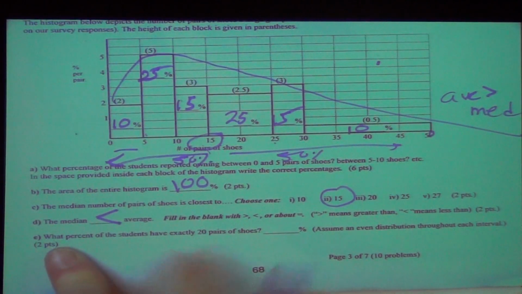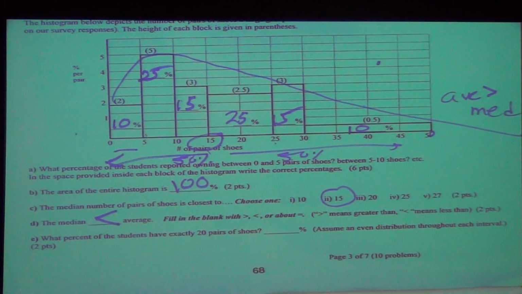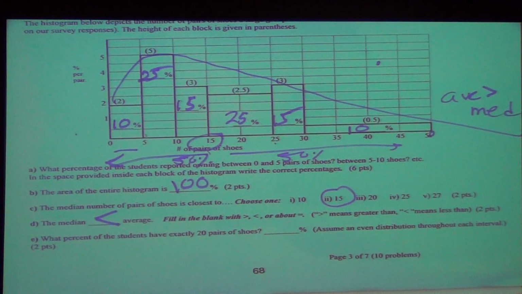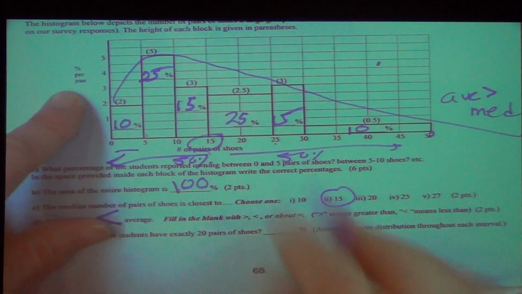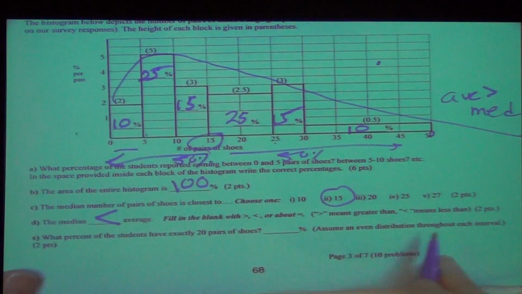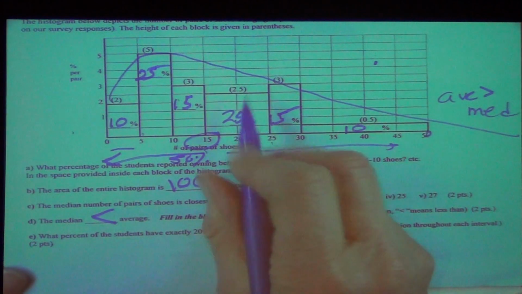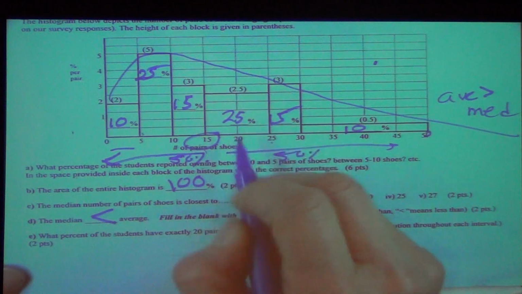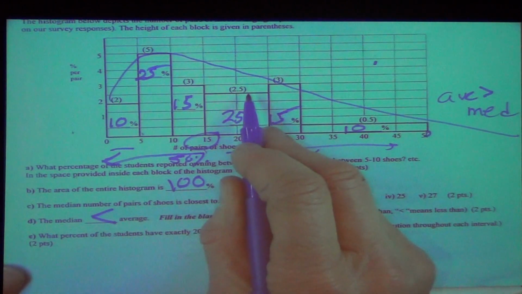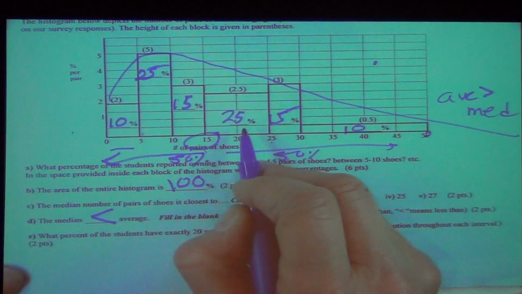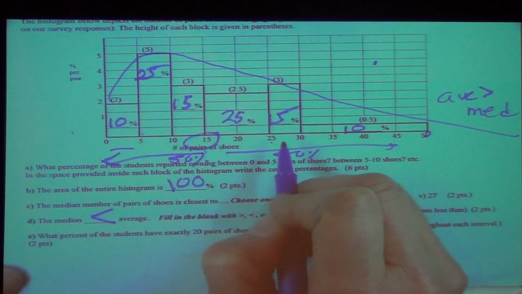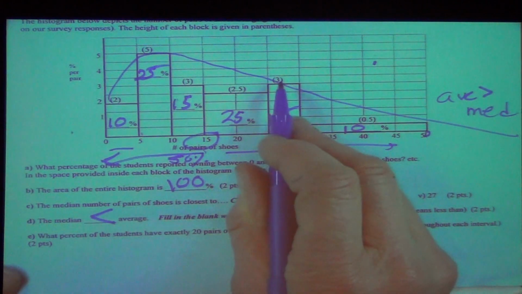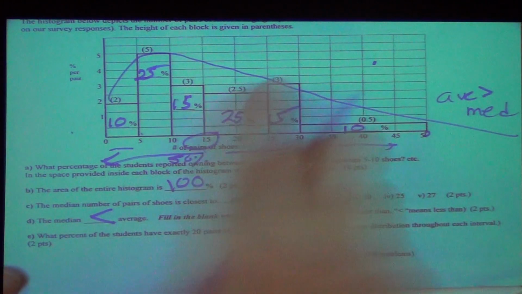Okay, what percent of the students have exactly 20 pairs of shoes? Because all these are intervals. How do you read this? Percent per pair. That's what the height tells you. So you look for 20. It's right here. And this says everybody in this block, for people who have 20 pairs of shoes, they'll have 2.5%. If 21, 2.5. If you were in this block, I asked you, well, how many people have 27 pairs of shoes? You'd say 3%. That's what that height tells you.